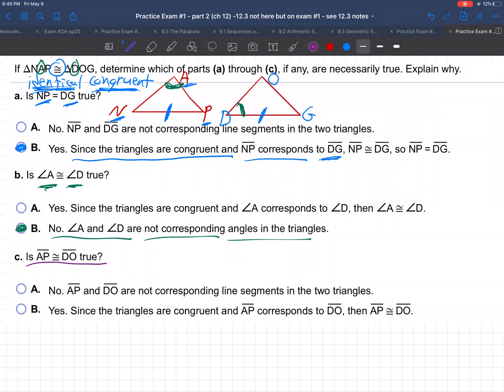Finally, is AP congruent to DO? AP is right here. Is that congruent to DO right there? No, AP is the right side, DO is the left side. Those are in different spots. You can tell AP is the last two, DO is the first two in the order in which they gave us the triangle congruence. So this is no, AP and DO are not corresponding line segments, just like A and D were not corresponding angles. So even though the two triangles are identical, only corresponding parts are equal, right? So there we go.